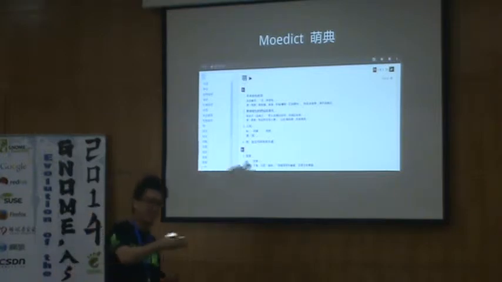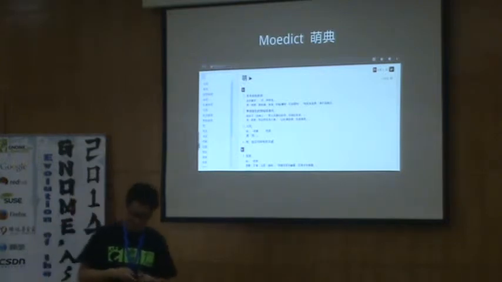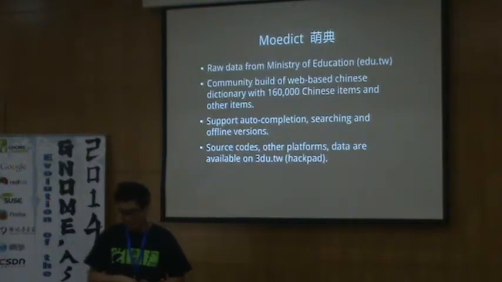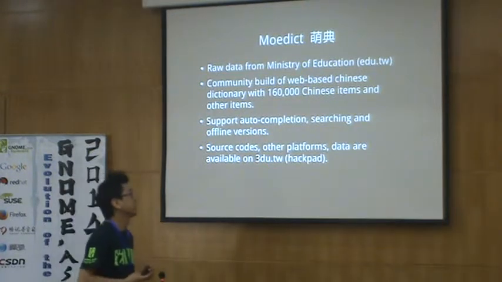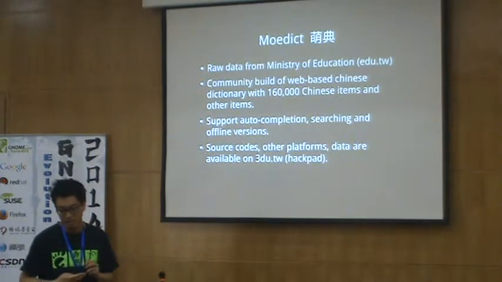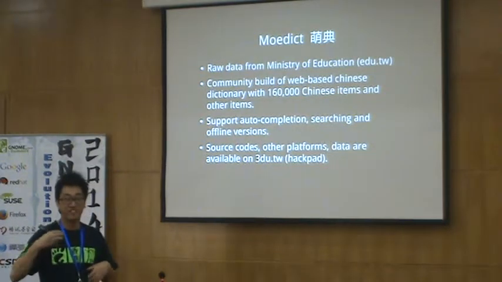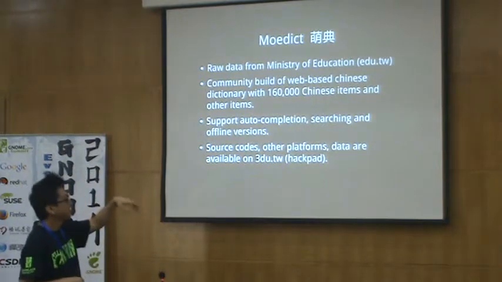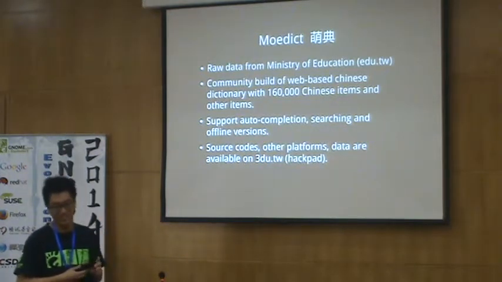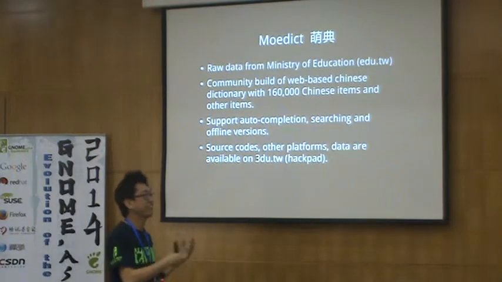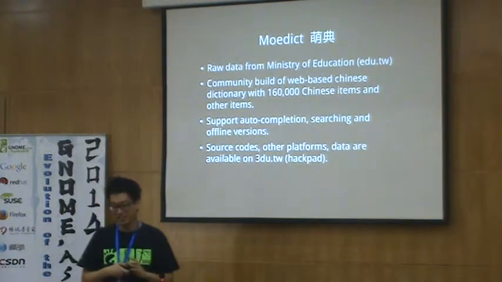Sometimes I forget how to write Chinese words, so I use this dictionary to find which Chinese words I should write. The raw data of the dictionary comes from the Ministry of Education in Taiwan, the education department. People in Taiwan always complain that the original dictionary provided by the education department is very ugly. So they built another one by themselves with the raw data provided by the department.